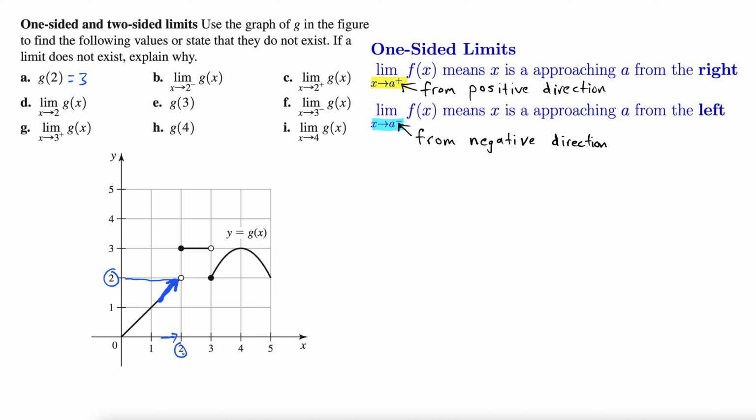It doesn't matter what happens at x equals 2, right? The limit doesn't care what happens at the actual point. It only wants to know what's happening close to it. So as I come into 2 from the left, I'm approaching y equals 2. So this limit is 2.